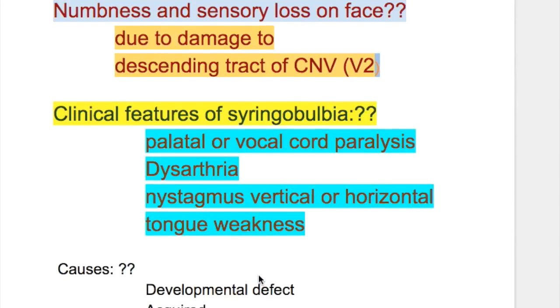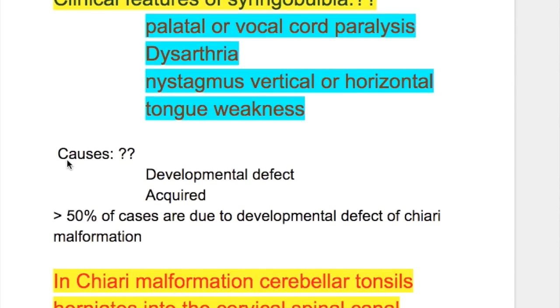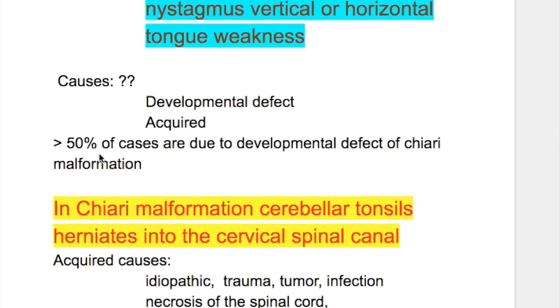What are the clinical features of syringobulbia? Clinical features of syringobulbia are palatal or vocal cord paralysis, dysarthria, nystagmus, vertical or horizontal, and tongue weakness. What are the causes of syringomyelia? It may be developmental or acquired. 50% of the cases are due to the developmental defect of Chiari malformation.